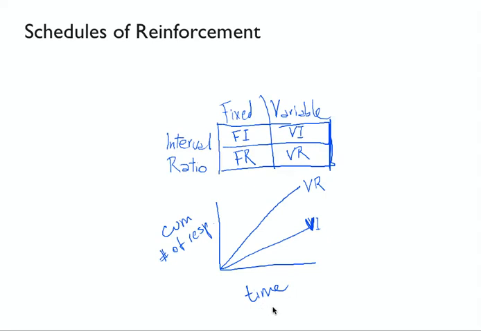Like in a slot machine. And this is why slot machines are so effective at maintaining behavior. Variable ratio schedules are very effective at maintaining behavior. Alright, well, this concludes our section on schedules of reinforcement.